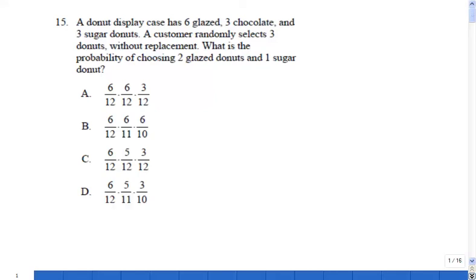Okay, and let's go back to this without replacement statement here. Nice rhyme, right? Replacement statement. Because that is very important in regard to what our probability value will be. Besides that, we're looking for 2 glazed donuts and 1 sugar, right?